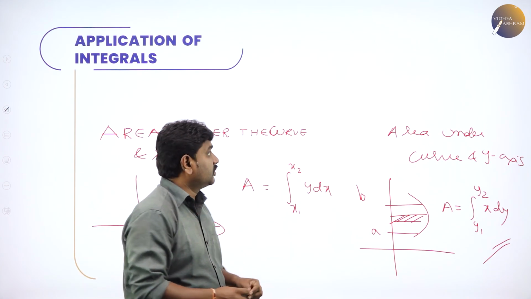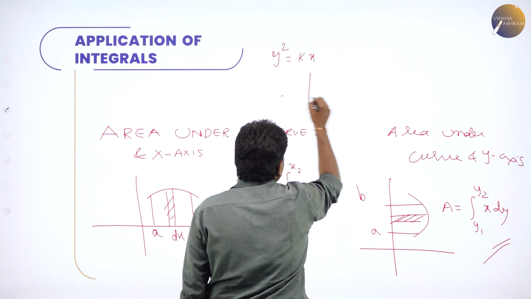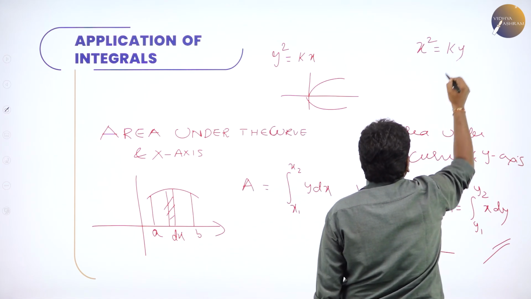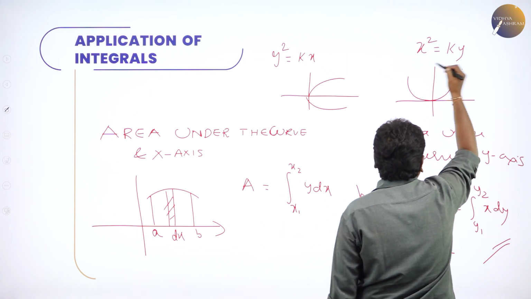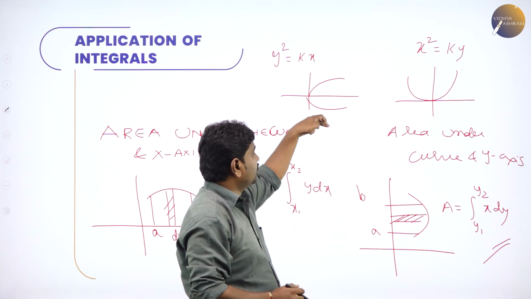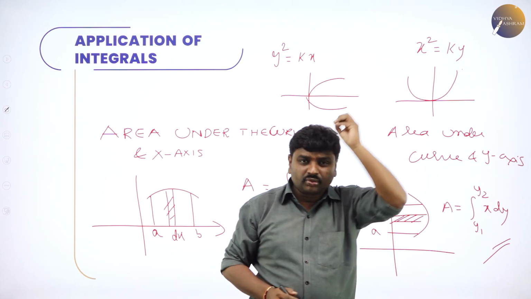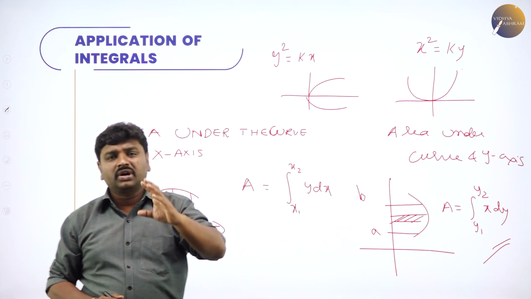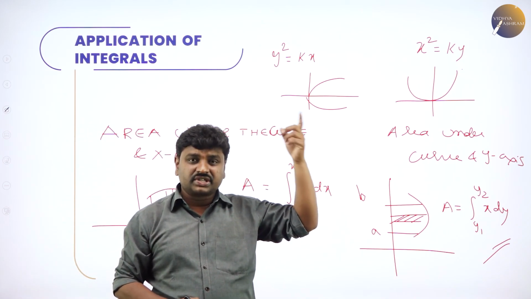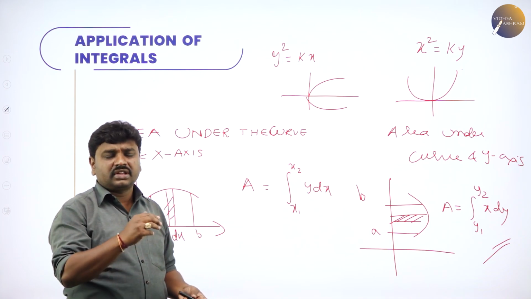See the drawings here. Parabola y square is equal to constant into x is a parabola symmetric about the x-axis. x square is equal to constant into y is a parabola symmetric about the y-axis. These are the two basics. y square means symmetric about the x-axis, like this C shape, and x square means symmetric about the y-axis, U shape. So please remember. Today whatever problems I have done are based on parabolas. One we took x square is equal to constant into y, the other one y square is equal to constant into x. Draw it, shade the region that is required, then you mention.